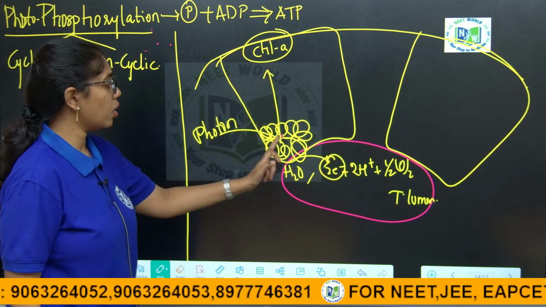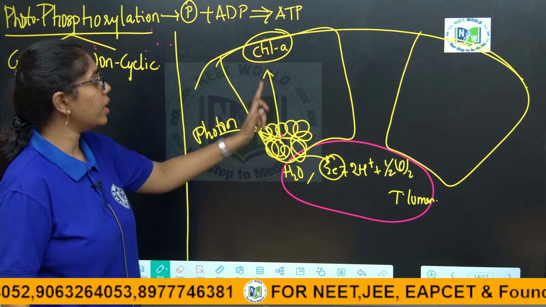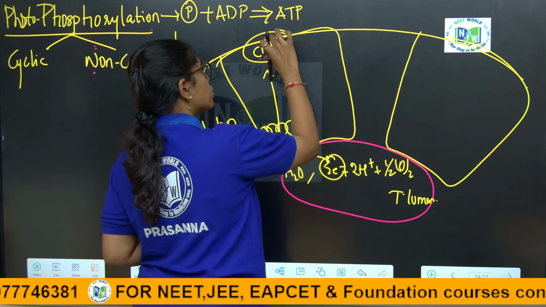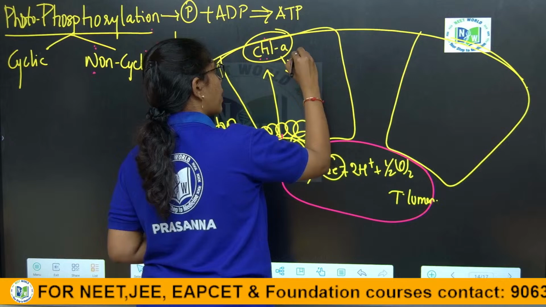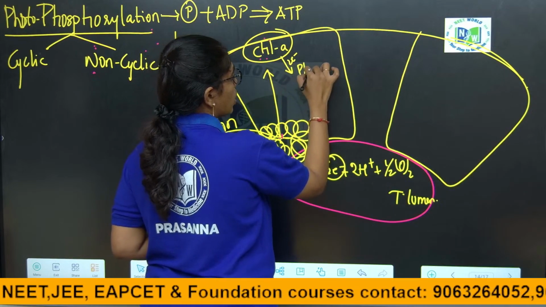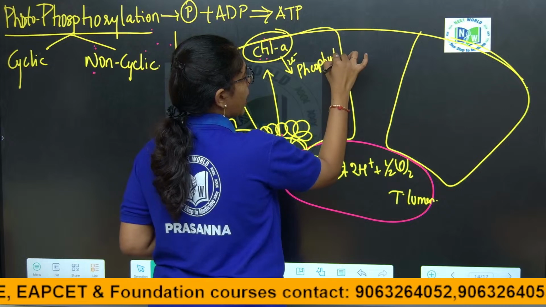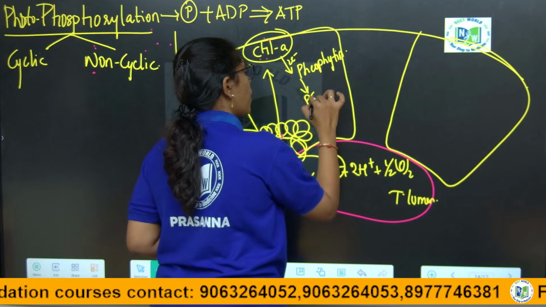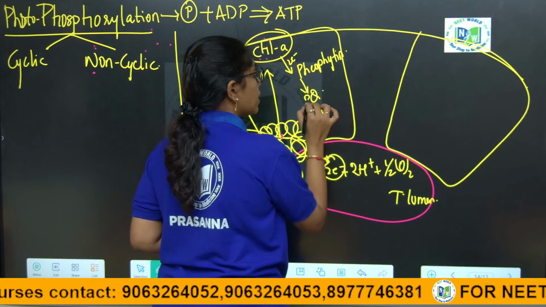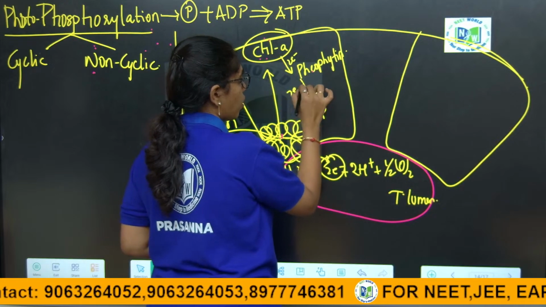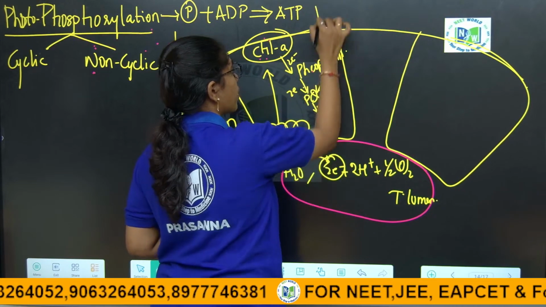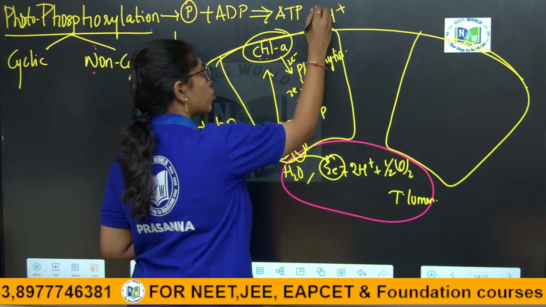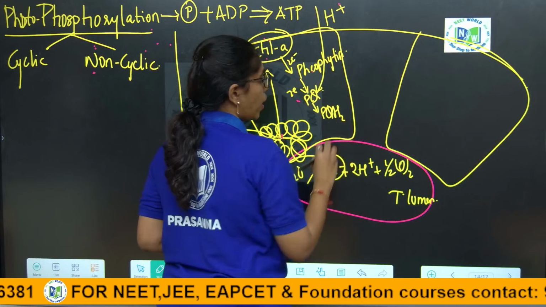Here it is uphill. The electrons travel upstream to chlorophyll A. Now the downhill movement starts: from chlorophyll A, the electrons are transferred to pheophytin, which is the primary electron acceptor in the Z scheme. Pheophytin will give electrons to plastoquinone, and once it gets the electrons, it gets attached to H plus from the stroma and turns into plastohydroquinone.